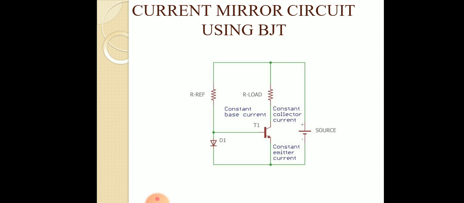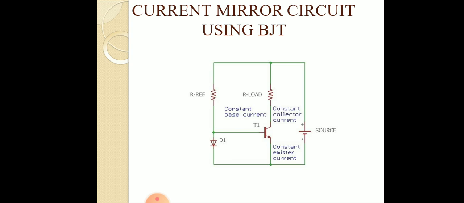Okay, here is the current mirror circuit using BJT. What is BJT? BJT means bipolar junction transistor. Bipolar junction transistors are widely used for current mirroring.